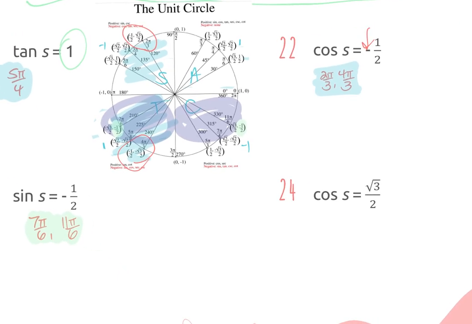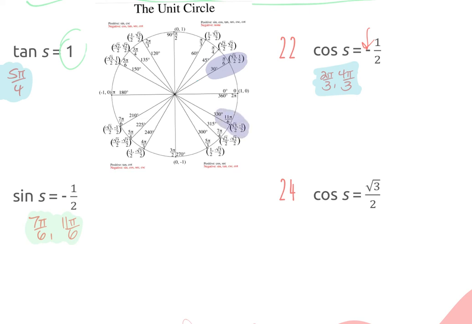And then 24, cosine being positive root 3 over 2. The x coordinate is positive root 3 over 2 at the over 6 in the first quadrant and the over 6 in the fourth quadrant. So this is going to be pi over 6 and 11 pi over 6.